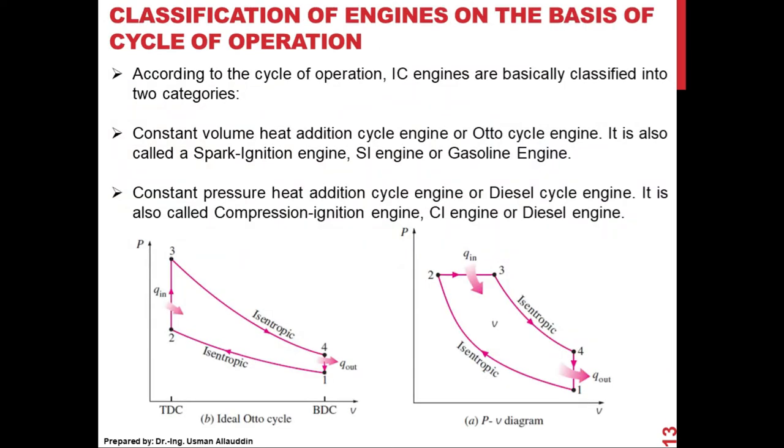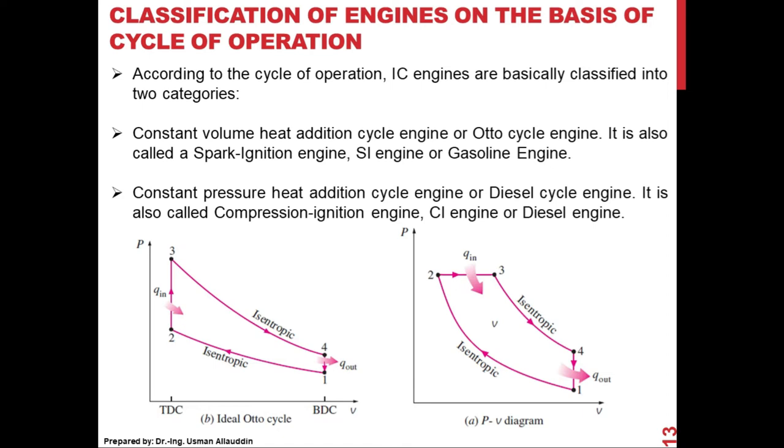So this is another way of classification of engines, on the basis of cycle of operation. We can categorize internal combustion engines into two categories. Number one is the constant volume heat addition cycle, or Otto cycle. It is also called the spark ignition engine, SI engine or gasoline engine. And the second one is the constant pressure heat addition cycle, or diesel engine cycle. It is also called the compression ignition engine, CI engine or diesel engine.